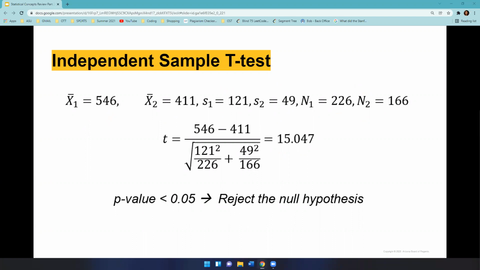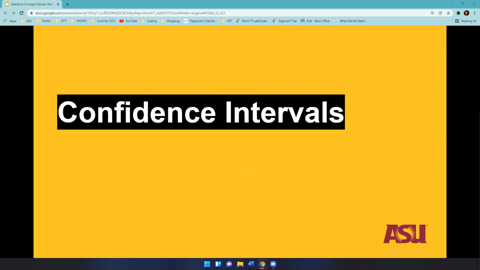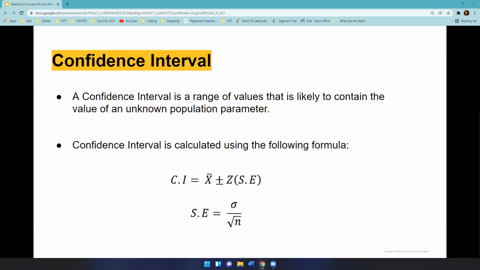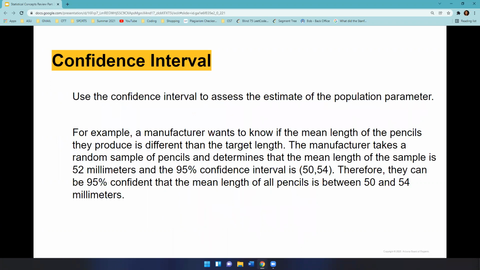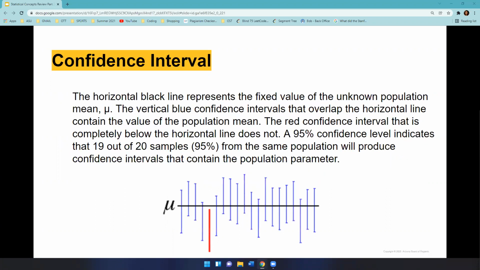Now, as I was talking about confidence interval, like the 95% confidence and all those values. Basically, it is the range of values that is likely to contain the value of an unknown parameter. So let's understand this with an example again. Suppose this mu, the black line, represents the unknown population mean. That's the unknown population mean we want to calculate.